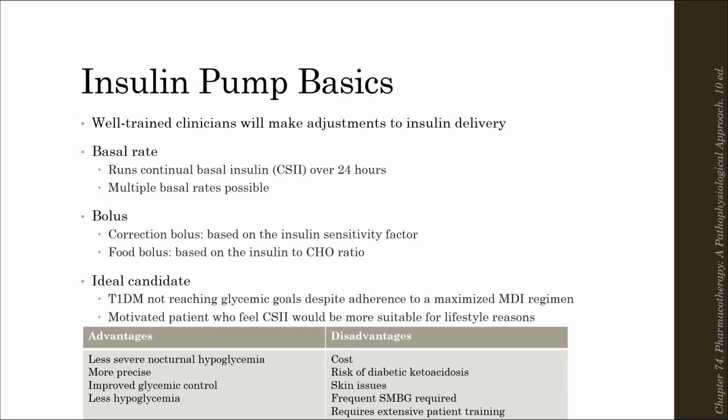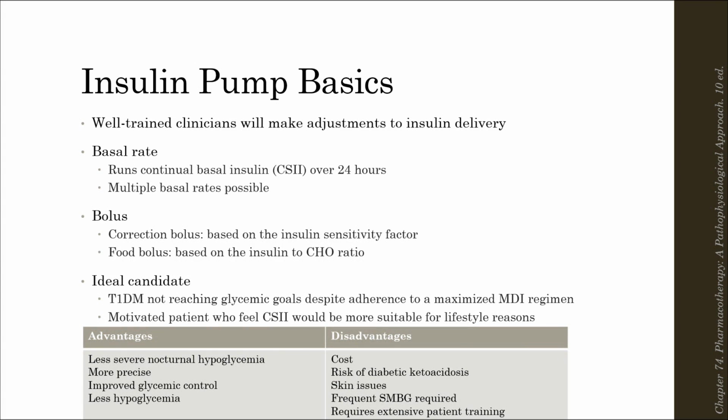Some of the advantages of the insulin pump are less severe nocturnal hypoglycemia. That's because, again, you're keeping constant levels. It's more precise. There's not a lot of variability in it. Improved glycemic control and less hypoglycemia overall. Some disadvantages: it costs a lot. So that's the main barrier to why a lot of people don't get it.